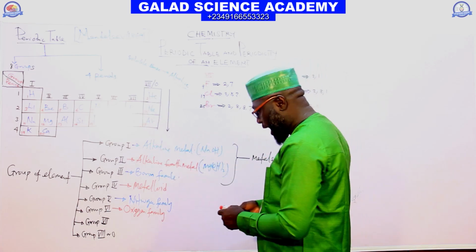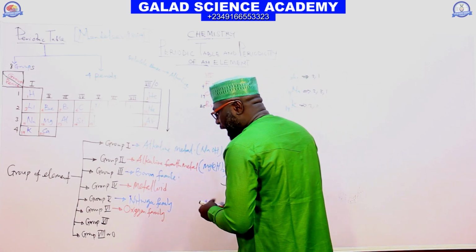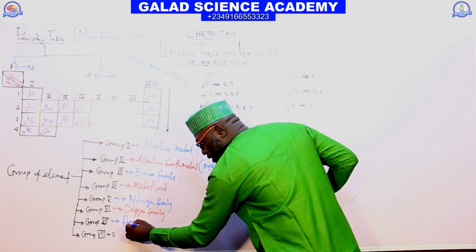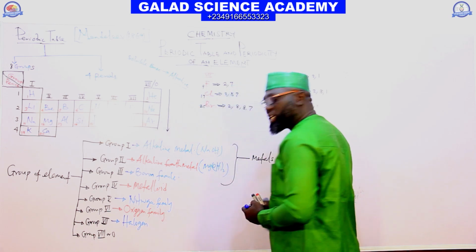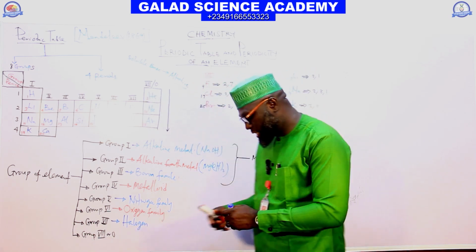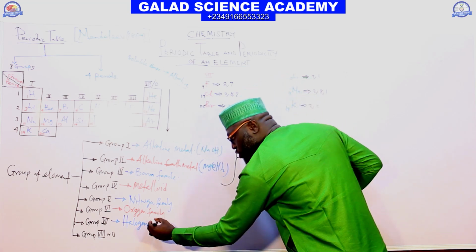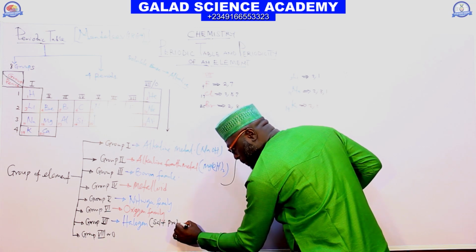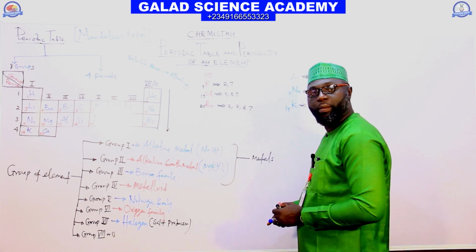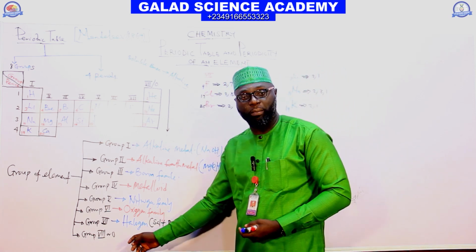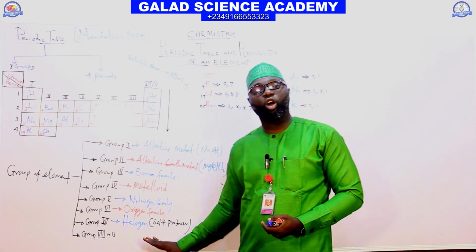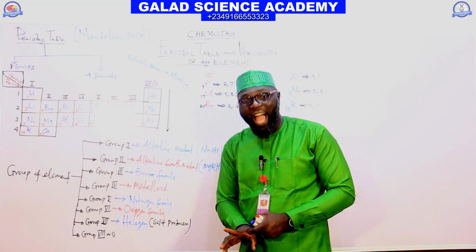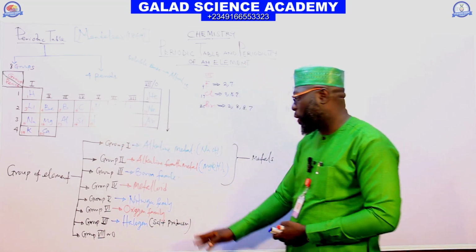We have group 7 elements. They are called what? Halogen. The term halogen is a Greek word that simply means salt former or salt producer. They are salt formers because whenever any of the group 7 elements react with metals, they will form salts.